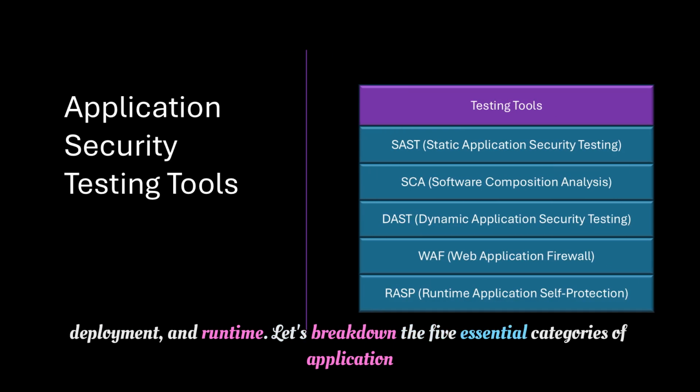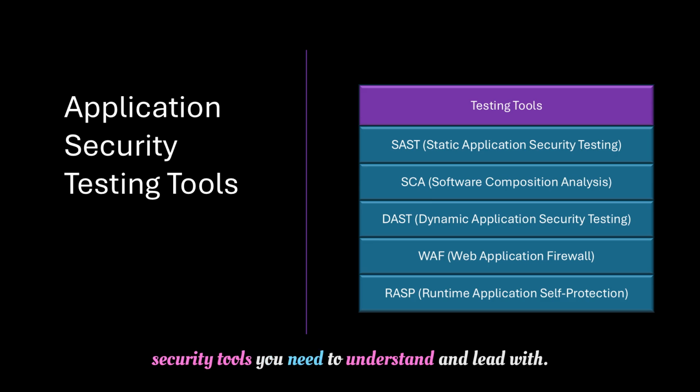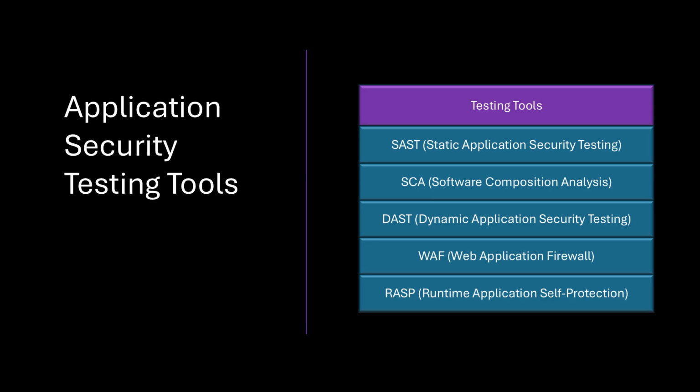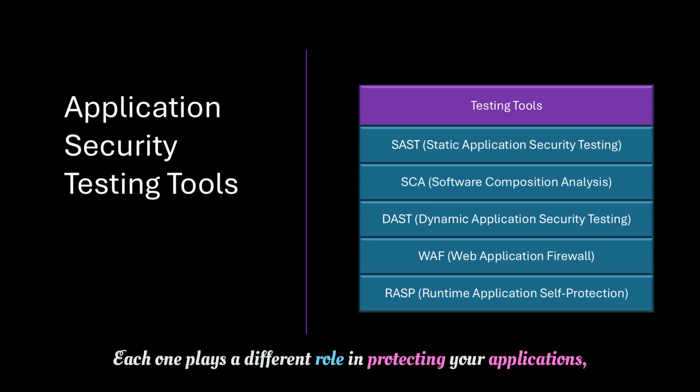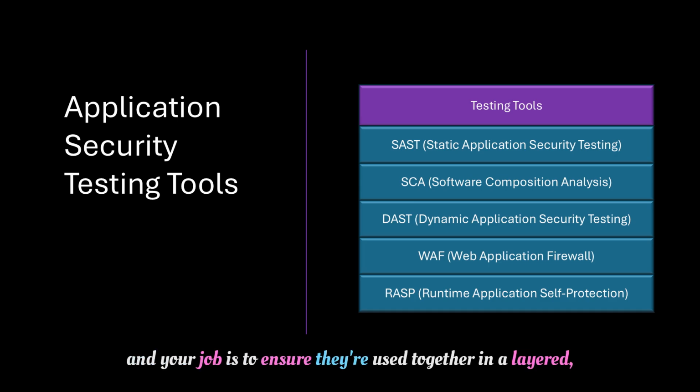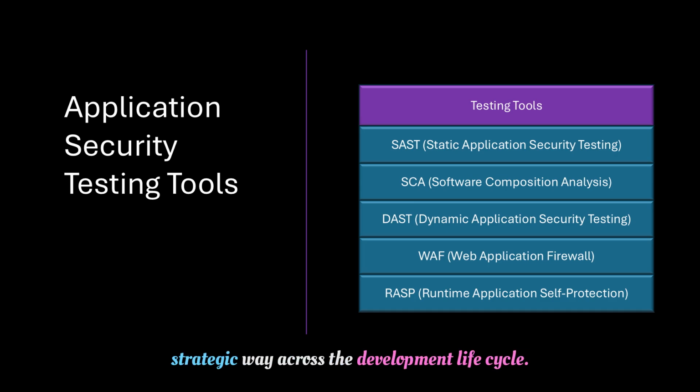Let's break down the 5 essential categories of application security tools you need to understand and lead with. Each one plays a different role in protecting your applications, and your job is to ensure they're used together in a layered, strategic way across the development lifecycle.